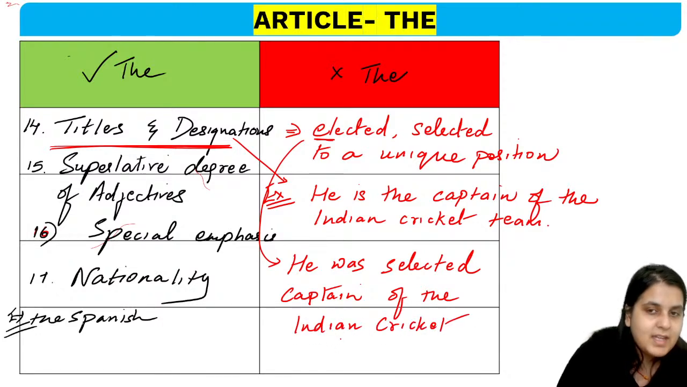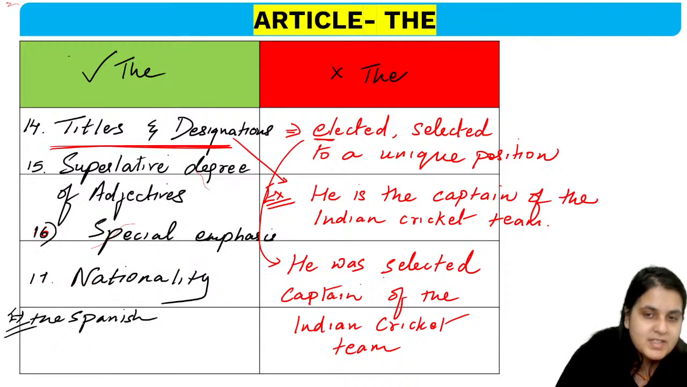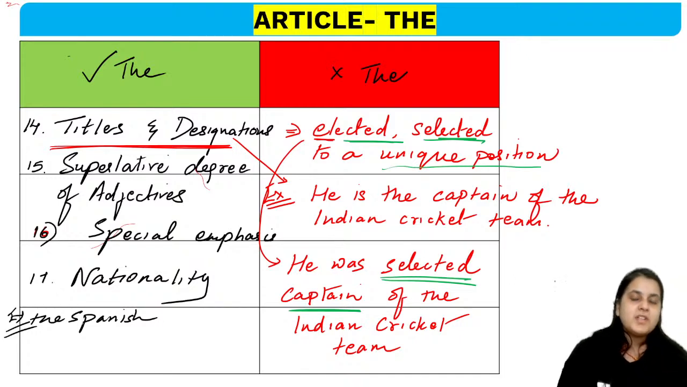He was selected captain of the Indian cricket team. Why the differentiation here? यहाँ पे हमने the क्यों नहीं use किया है? Because यहाँ पे selected है. So when elected or selected, यहाँ पे selected है to a unique position. Captain is a unique position. You just have one captain in a team. You're not going to use the. The difference comes in with the word elected or selected.